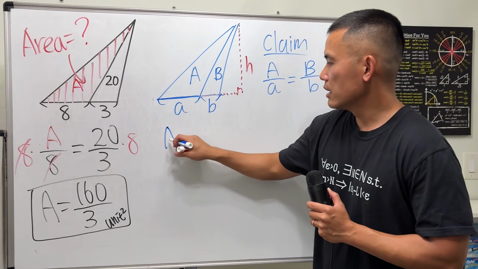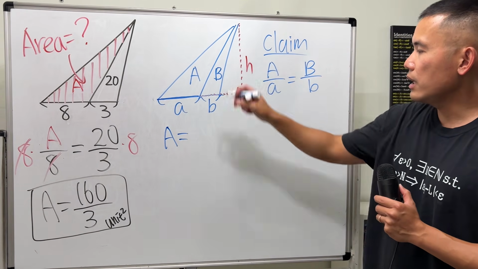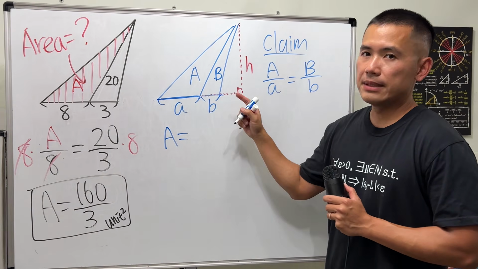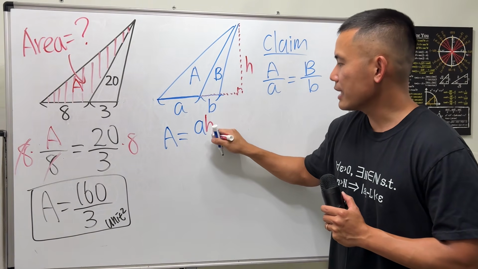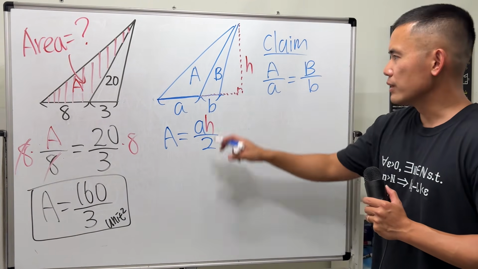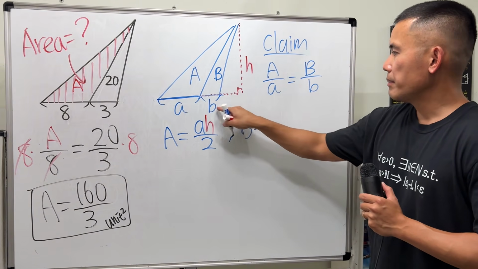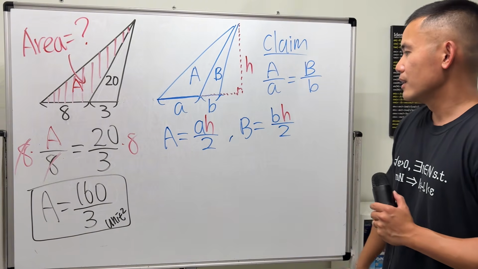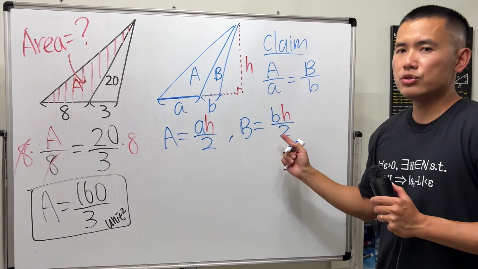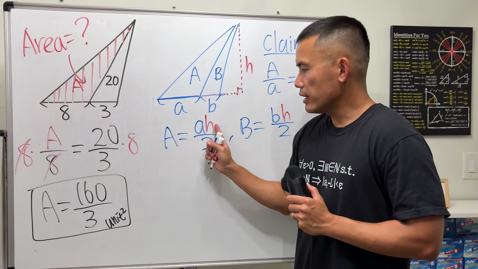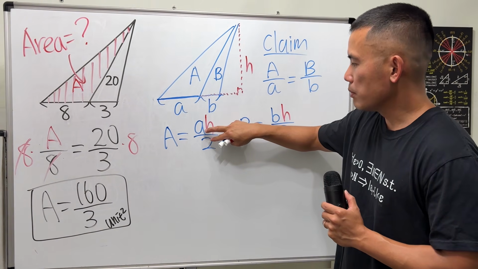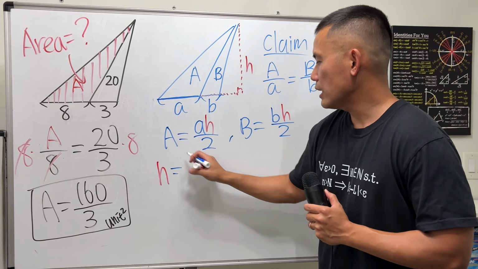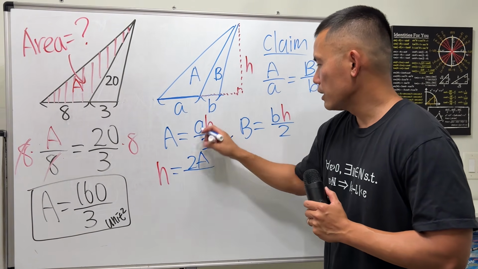So if you look at area for the triangle A, capital A is equal to base times height divided by 2. So A times H over 2. And do the same thing for B. Base times height divided by 2. Okay, now you can see that both of them have h. So if I just isolate h from this equation, I have to multiply 2 over a both sides. H is going to be 2 times A over little a.